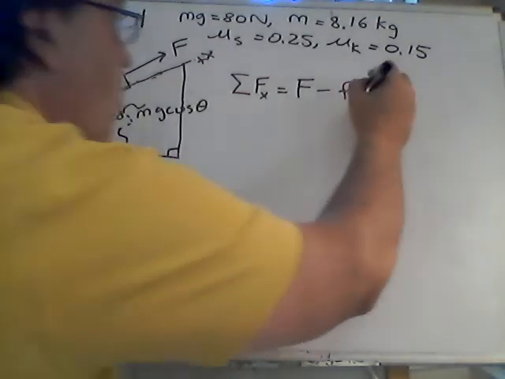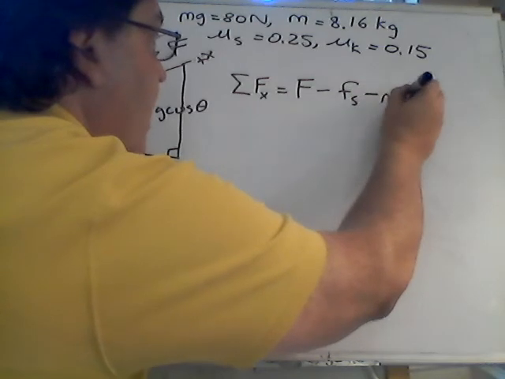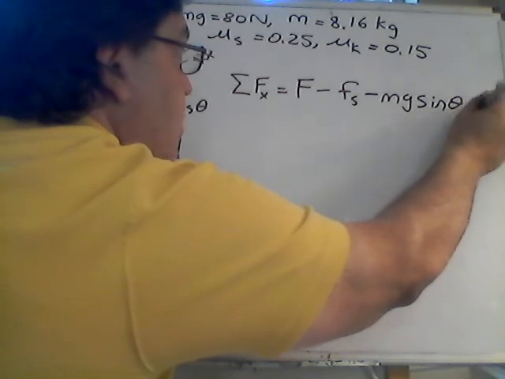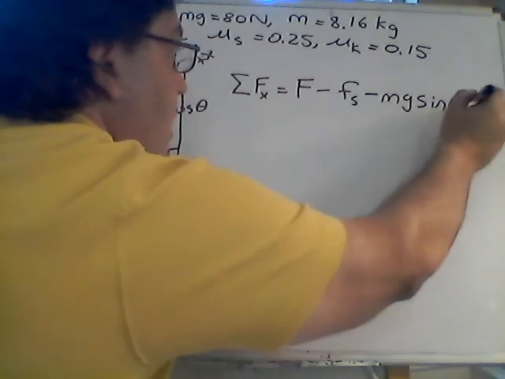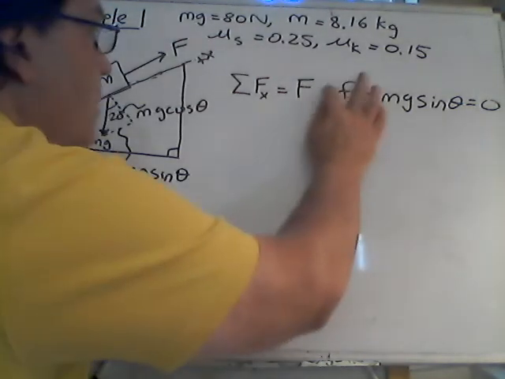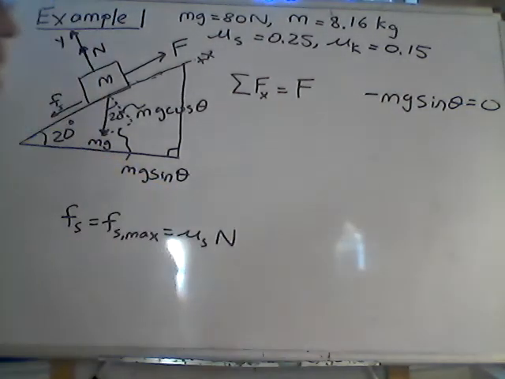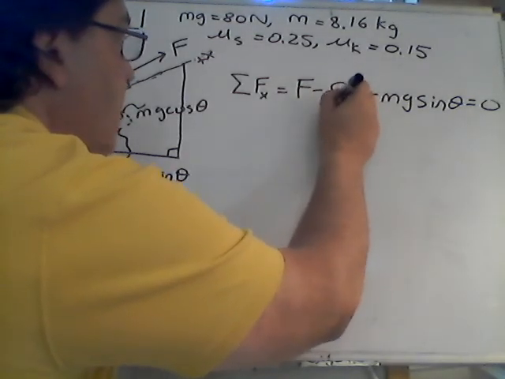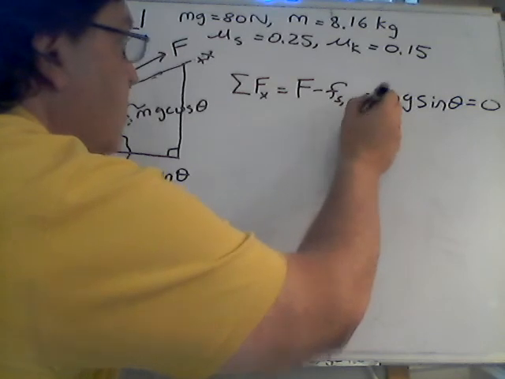And again, weight is always going to be the way it's been. Mg sine of theta, going to zero. And again, there is no acceleration because I'm literally not moving. I'm in a situation where I'm just barely getting motion. So in fact, let me clean this up a little bit and say this actually is effectively F sub S max.